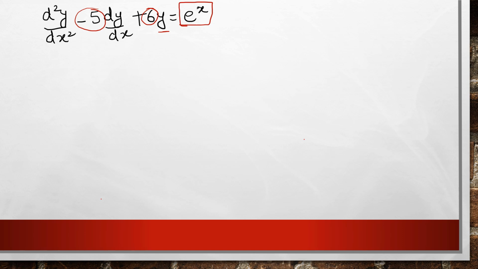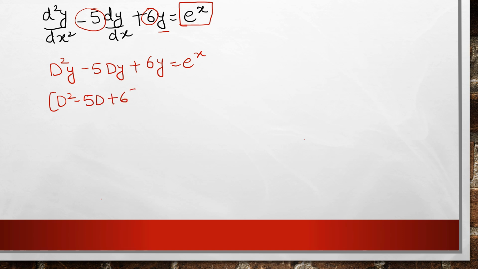Now the first thing is to use that operator capital D. So this is D square y minus 5 D y plus 6y equal to e power x. So here we can write this as (D square minus 5D plus 6) y equal to e power x. This is an operator which is operating over y.